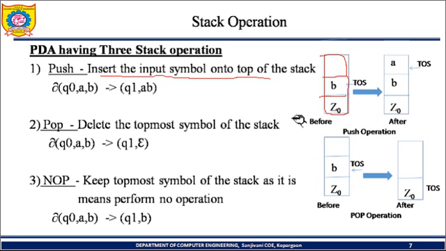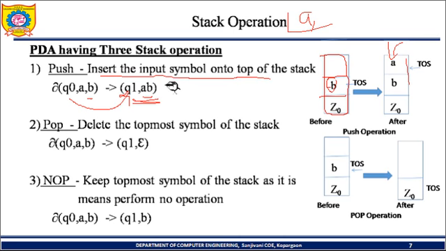So delta Q0, after reading the current input symbol, suppose inside the string the current input symbol is A and the topmost symbol here is B. So after performing the push operation, let us say we are in Q1 state, and B is replaced with AB, or A will now be the top of the stack symbol after performing the push operation. So here the topmost stack symbol B is replaced with AB, and now the stack will be like this.